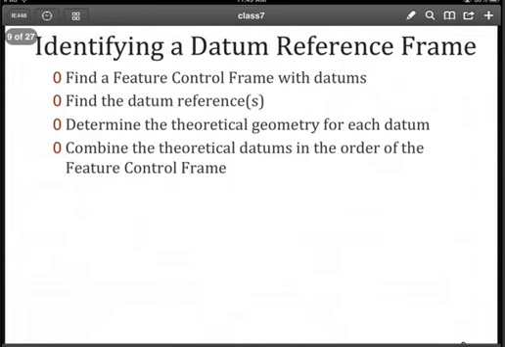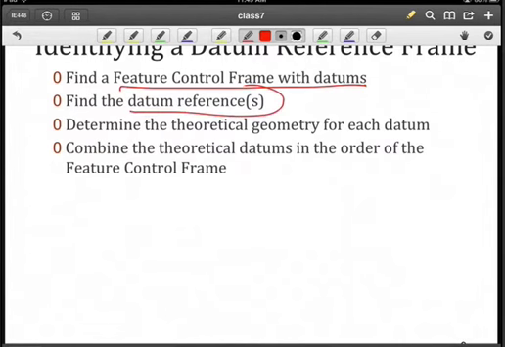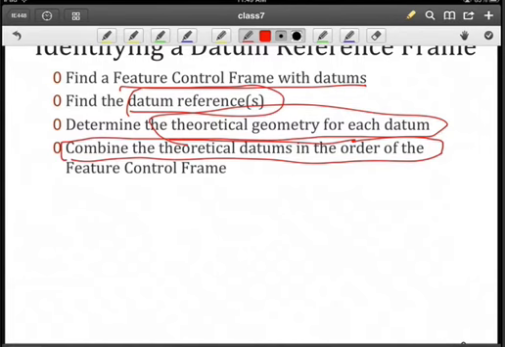So how do you know you have a datum reference frame? First of all, find that feature control frame. That's going to tell you the information you need to determine the datum reference frame. And then locate your datums, A, B, and C, determine the theoretical geometry as we did previously, and then combine them in the proper sequence to create your datum reference frame. Again, that sequence is determined by their appearance in the feature control frame.